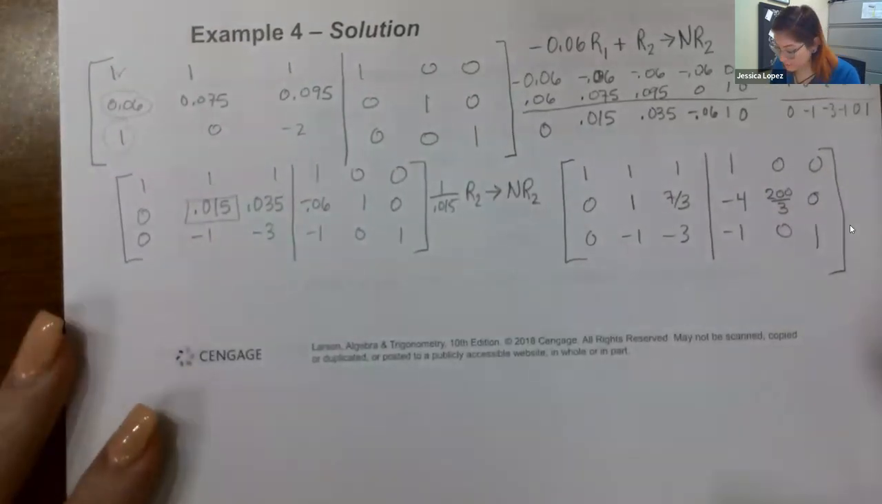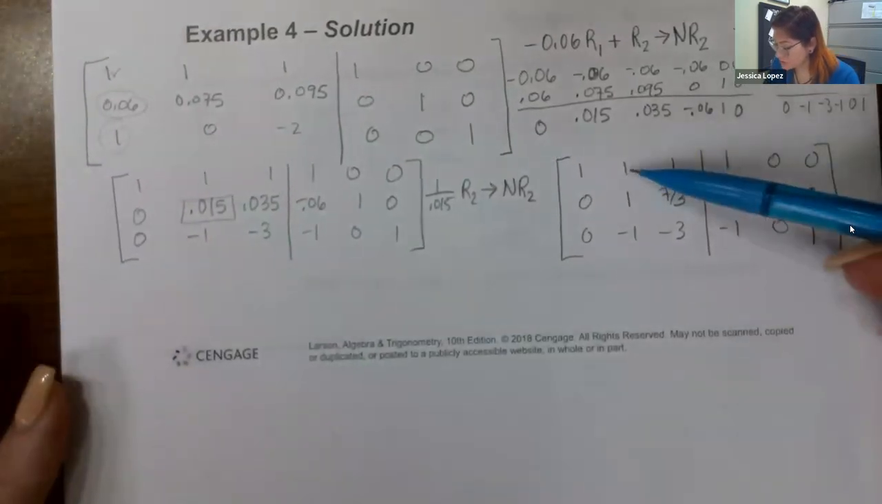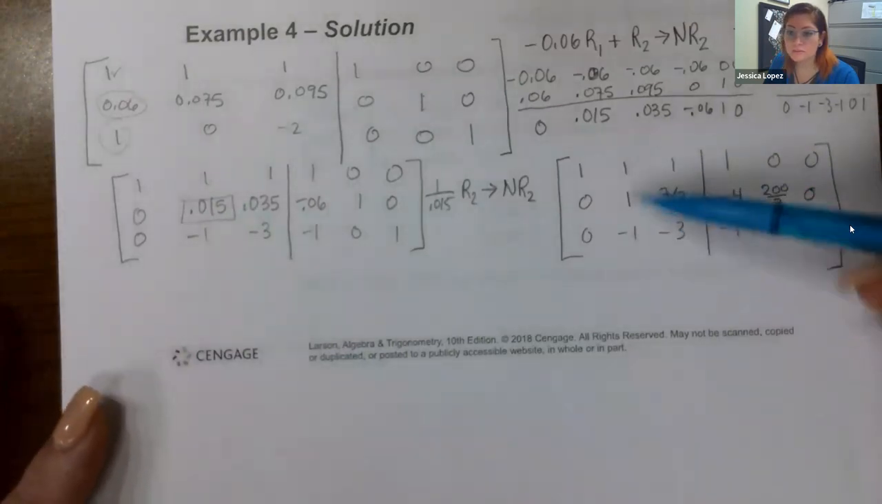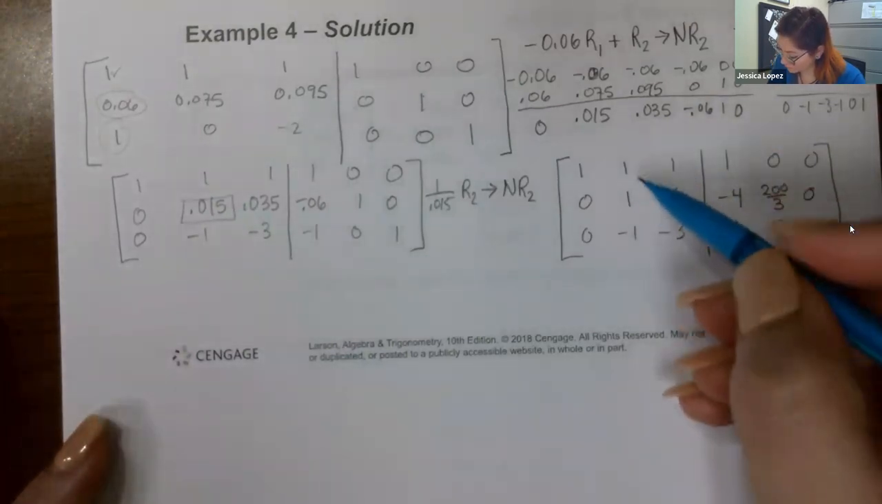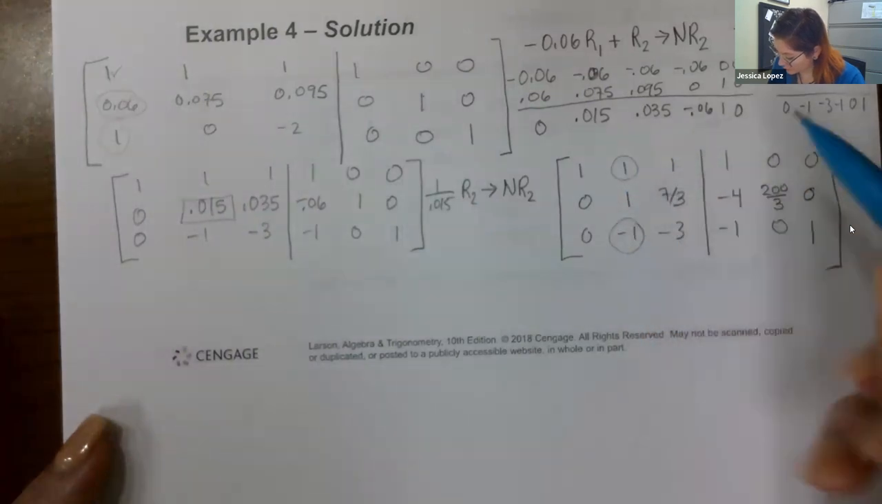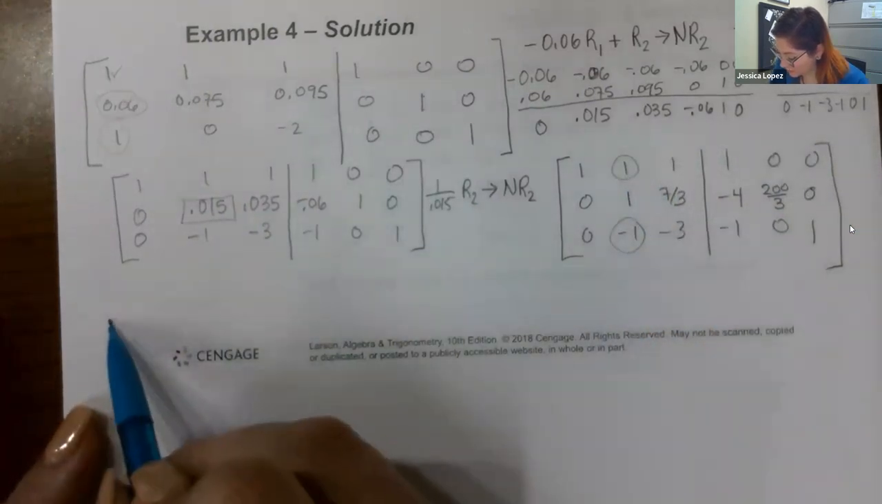This is what we have. Now I need to change these two things into zeros. So I need that one and that one. For the top one, I am going to need a negative 1.